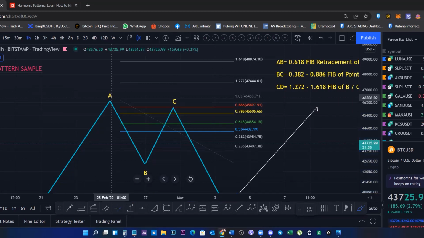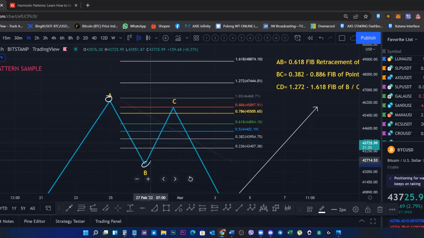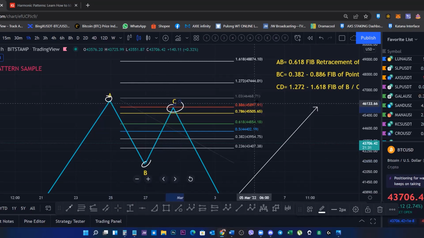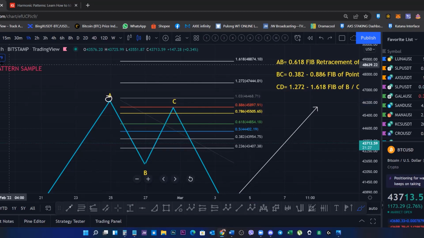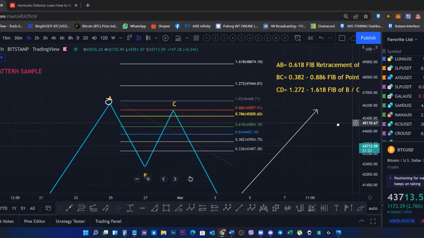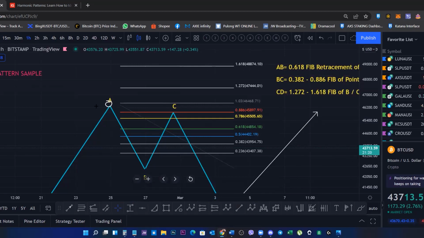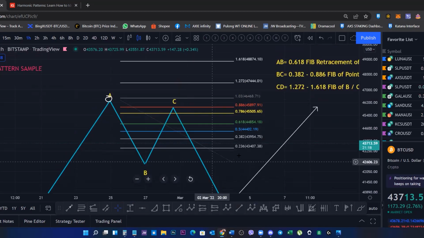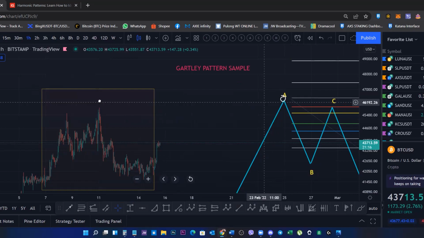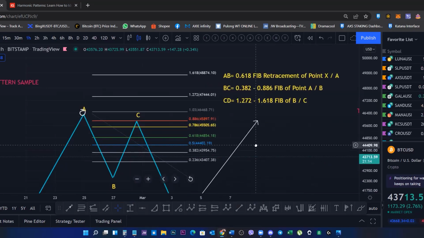From A to B, as you can see, there is a retracement in 0.886. So this is still a valid one, okay? Because if we go back to our chart, B and C should have a retracement of 0.382 or in between 0.382 to 0.886.